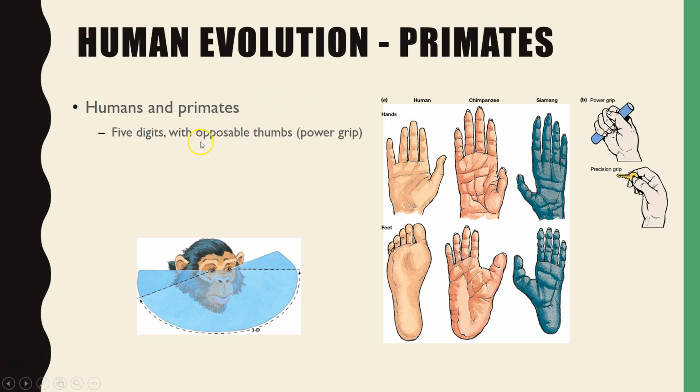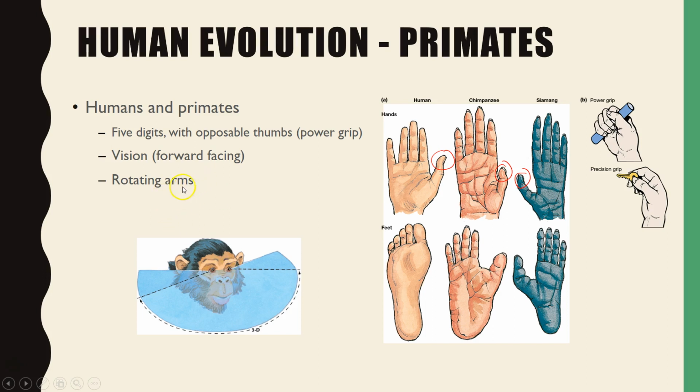So we all have 5 digits. We have an opposable thumb. You can see between a human hand, a chimpanzee, and a siamang, that particular type of primate, all have an opposable thumb, which is used for climbing and enables a power grip and also a precision grip as well. We have forward-facing vision, so we are able to predate on or eat other animals, and also visualize any incoming animals that may attack us.